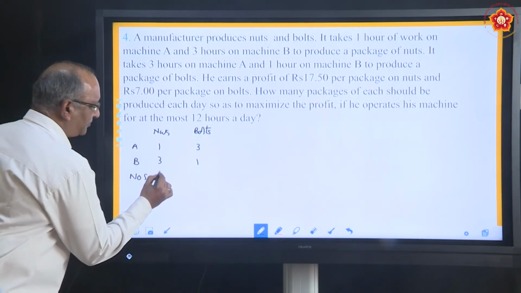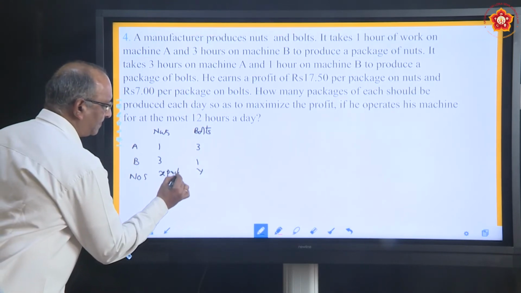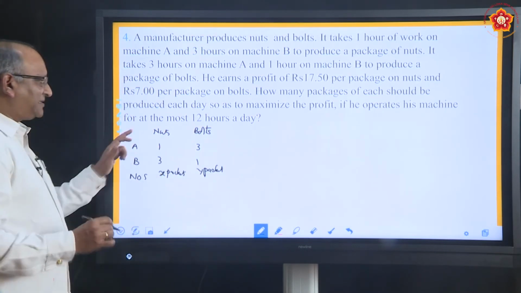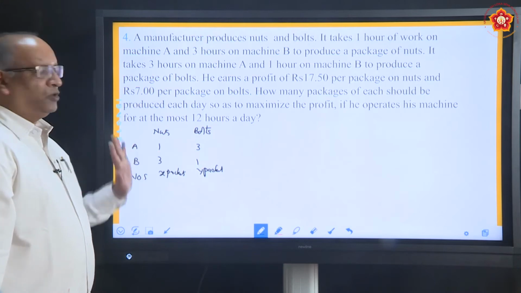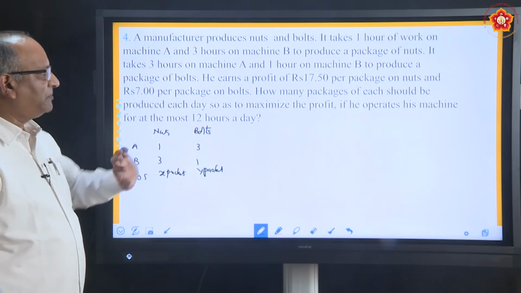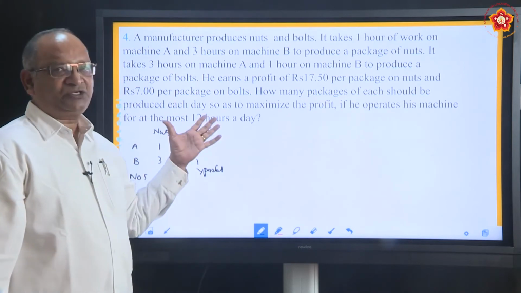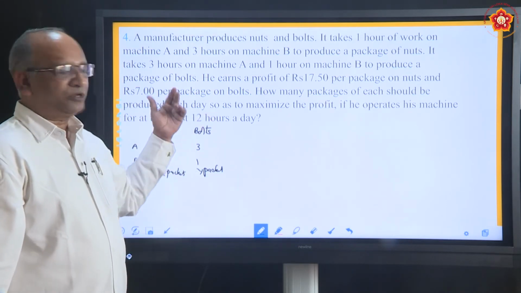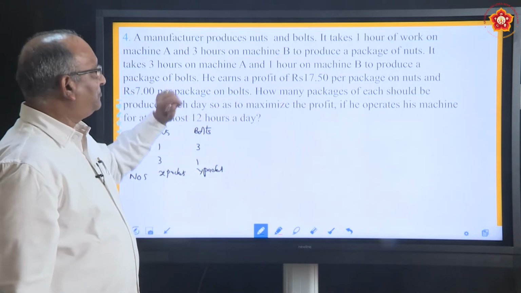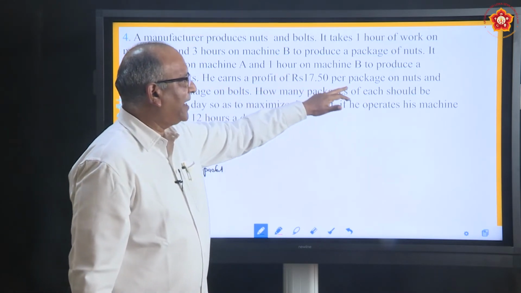Numbers, how many does he produce? We are assuming that he produces X packets and Y packets. He is producing X packets of nuts and Y packets of bolts. We are assuming it. See, these are the variables. So how do you know these are the variables? As you read the problem, you know how many packages of each should be produced. So we are assuming that he needs to produce X and Y to maximize the profit. Some more information: he earns a profit of 17.5 per packet on nuts.